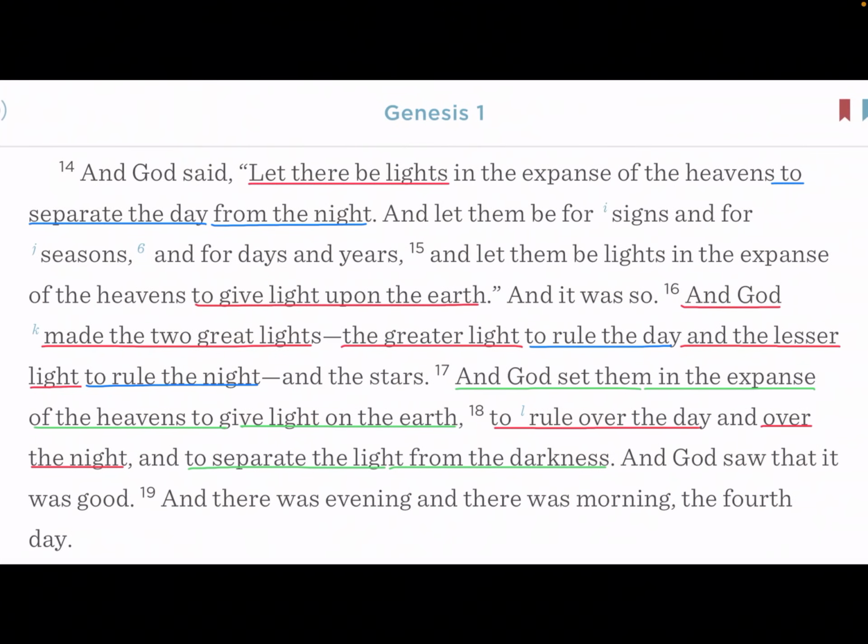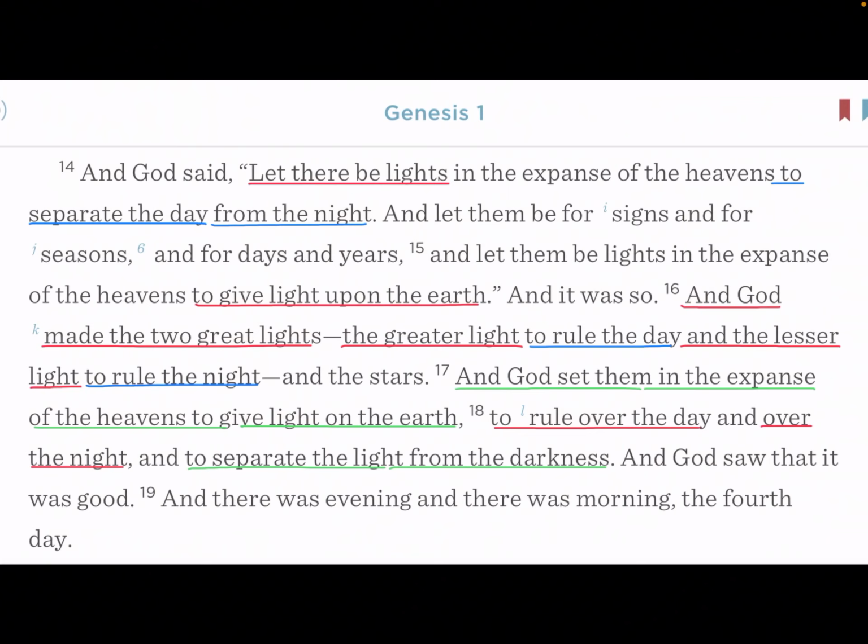Then we also see this added into the mix, where we actually see some of this language now already being applied, but being still part of the construction. In Genesis 1:14, it says, "Let there be lights to separate the day from the night, to give light on the earth." And God made 2 great lights to rule the day, and the lesser to rule the night. And God set them in the expanse of the heavens to give light on the earth, to rule over the day and the night, to separate the light from the darkness.